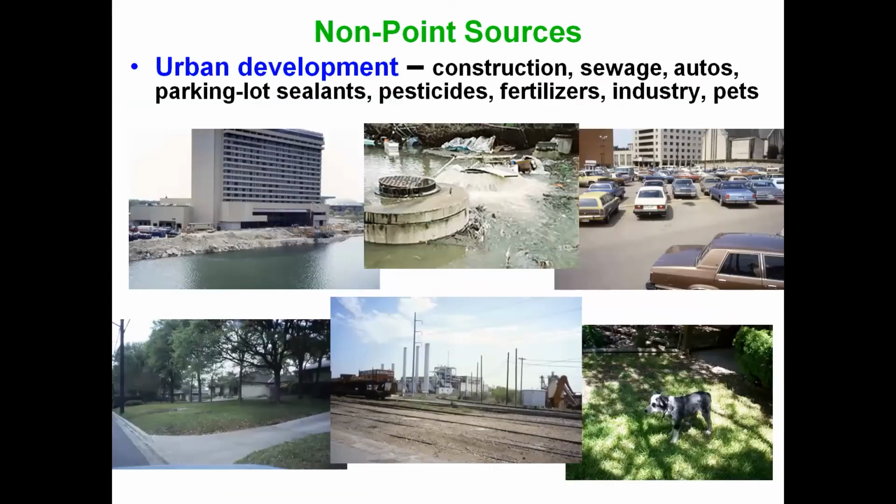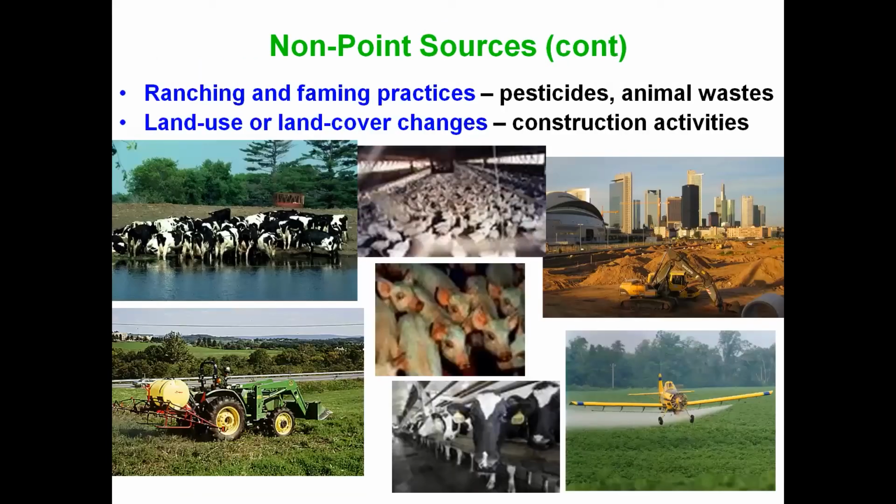Non-point sources include urban development, construction, sewage, automobile parking lots, pesticides, and fertilizers. That's also a substantial source, as well as ranching and farming practices, pesticides, animal waste, land use, and construction activities. This is a big one, construction activities cause a lot of pollution. Of course, we have to have these things to live and survive, but it needs to be done in moderation.